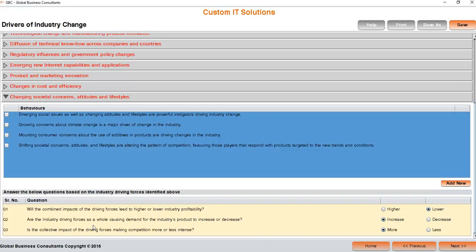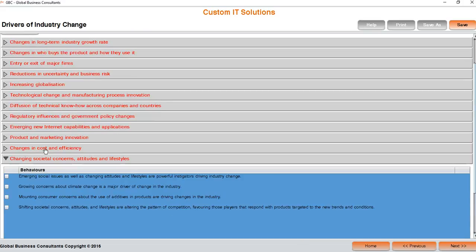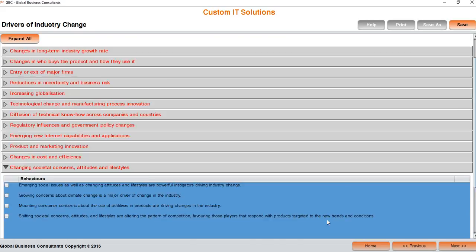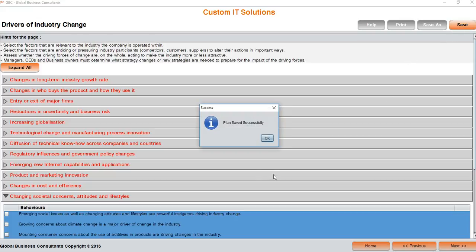Are the industry driving forces as a whole causing demand for the industry's product to increase or decrease? I'm going to say increase, because overall we've actually seen more and more companies shifting towards custom IT software. Having said that, we do acknowledge that rivalry has been increasing. And is the collective impact of driving forces making competition more or less intense? Absolutely, it's making it more intense. So there you go. That's my drivers of industry change analysis and evaluation. I'm going to click on save.